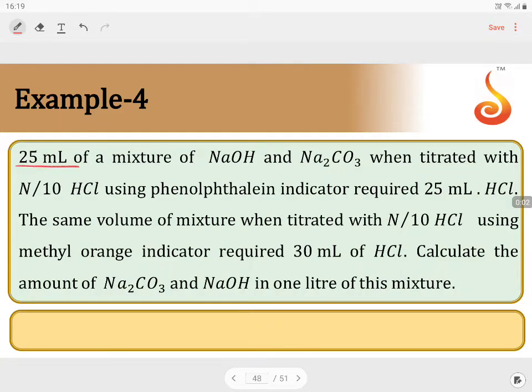25 ml of a mixture of NaOH and Na2CO3, when titrated with N/10 HCl using phenolphthalein indicator, required 25 ml HCl. The same volume of mixture, when titrated with N/10 HCl using methyl orange indicator, required 30 ml of HCl. Calculate the amount of Na2CO3 and NaOH in 1 liter of this mixture.